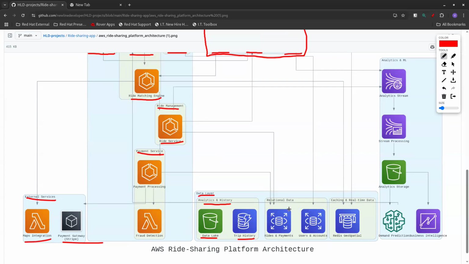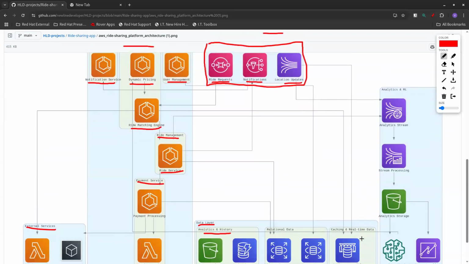For relational tables, we need them to help us with writes, payment stores, and users and account details, everything will be stored in the relational database. Then we need some caching and real-time data. We can use Redis geospatial cache servers. For real-time analytics, real-time processing, and price calculations, we need a separate analytics and ML service.